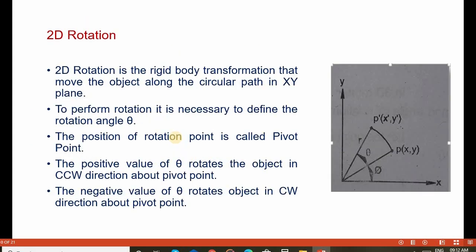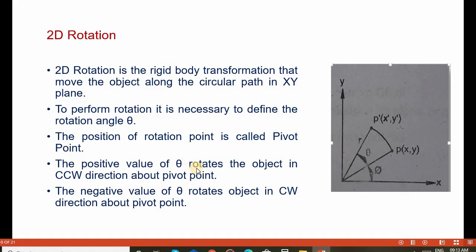In 2D, rotation is a rigid body transformation that moves the object along a circular path in the xy plane. To perform the rotation, it is necessary to define the rotation angle theta. The rotation of the object is defined by the rotation angle theta. The position of the rotation point, the base point, is called the pivot point.